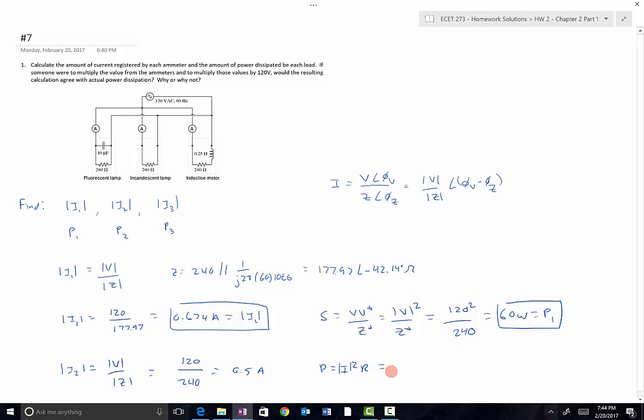That's going to be 0.5 squared times 240. It's equal to 60 watts. I could have used IV. That would have been 0.5 times 120. It's also equal to 60 watts. So all the methods work. You just have to apply them correctly.